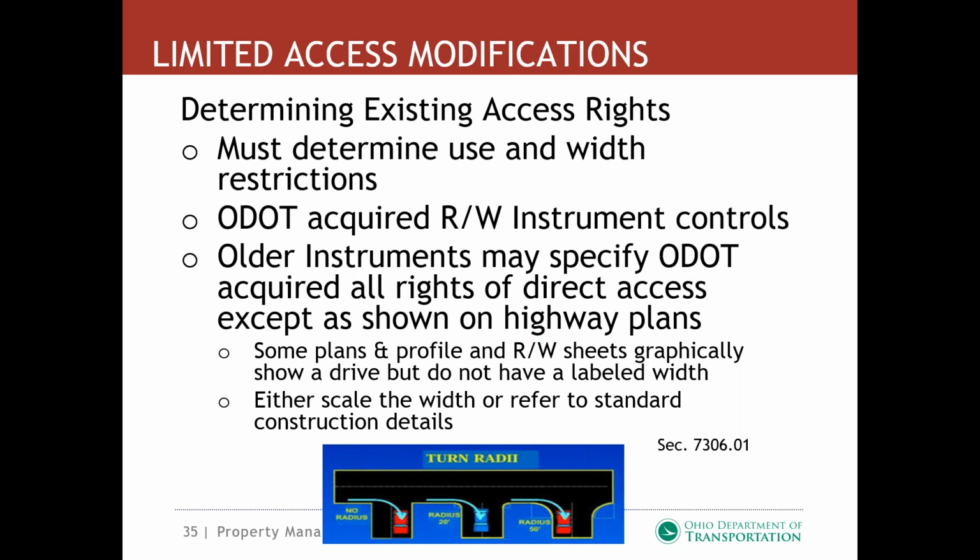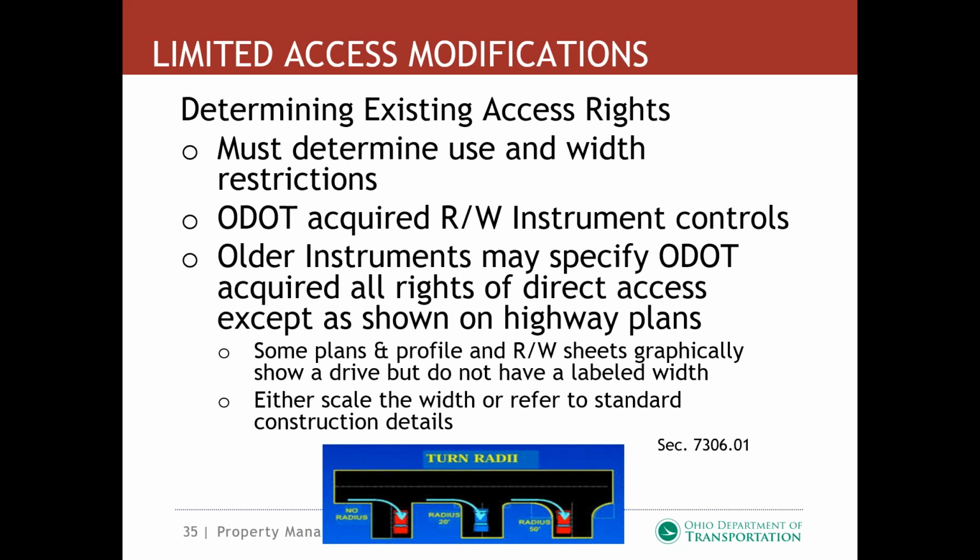Determining existing access rights. During the initial consideration of a request for an LA modification, as well as during enforcement of access restrictions, it is necessary to determine the use and width restrictions of any existing legal access point. In making that determination, the instrument through which ODOT acquired the right-of-way is generally considered the controlling document. You must read the deed or instrument to see what it specifies.